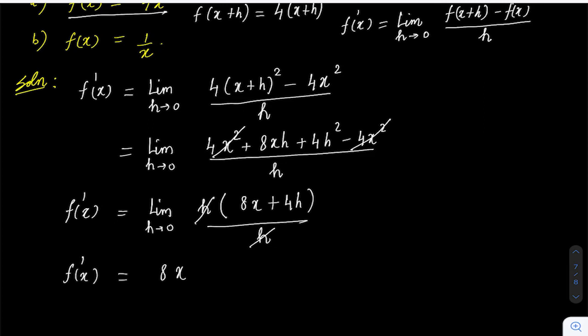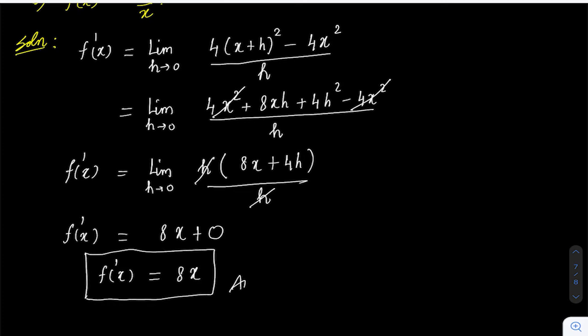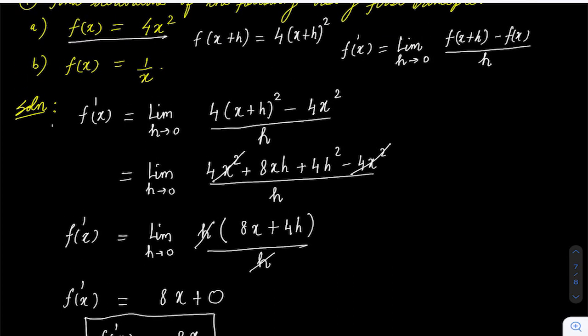So when you substitute h as 0, you get 8x plus 4 times 0, that is 0. So my f dash x, or my derivative of f x with respect to x using the first principle of 4x square, is nothing but 8x. So this is my answer. So this is how you solve these questions. So let's try one more question.